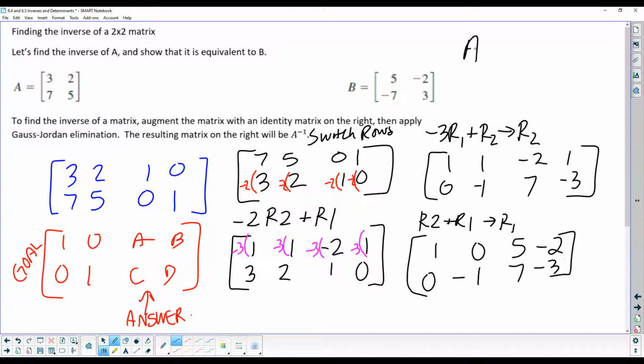So A inverse is 5, -2, and if we're changing our signs, that would be -7 and +3. And that's our inverse.